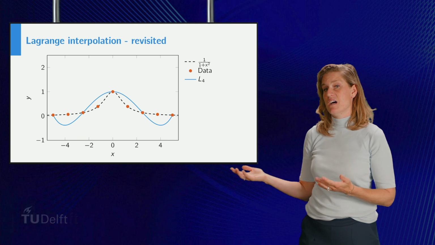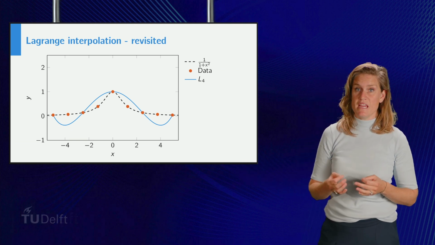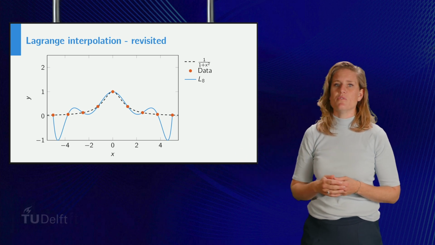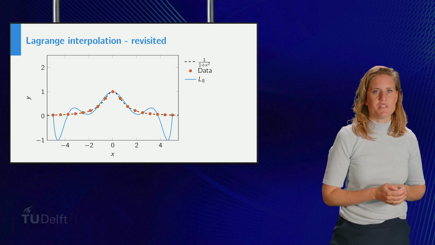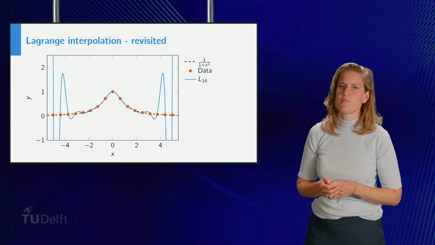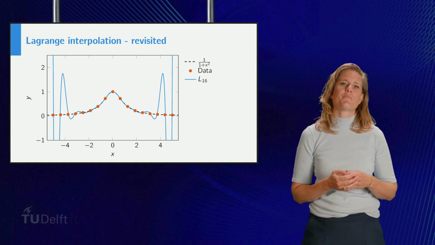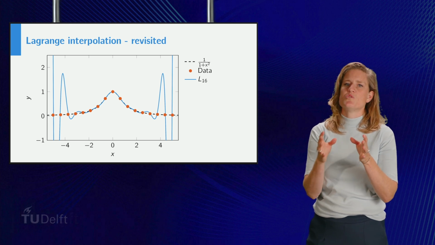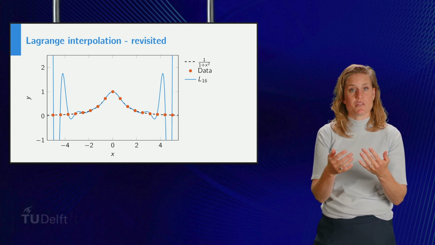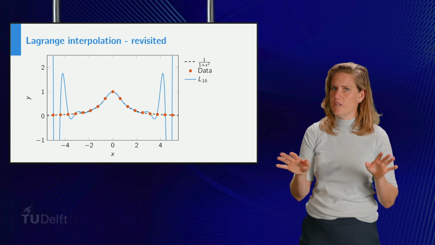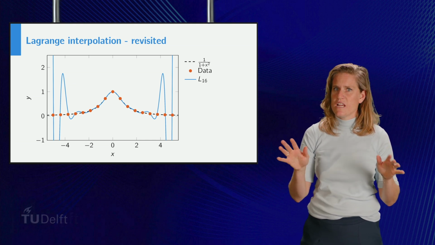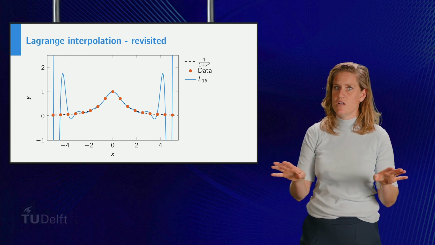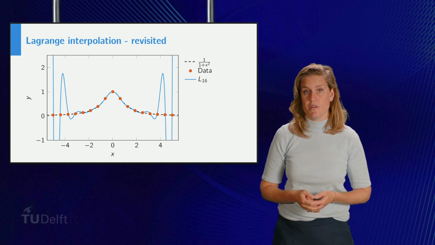When we have 9 data points, we use the 8th degree polynomial. When we use 17 data points, we end up with L16. In this case, we see that the approximation in the center on the interval -2 to 2 appears to be good, but outside the interval it is not. The oscillations of the interpolation polynomial near the boundaries of the interval are known as Runge's phenomenon.